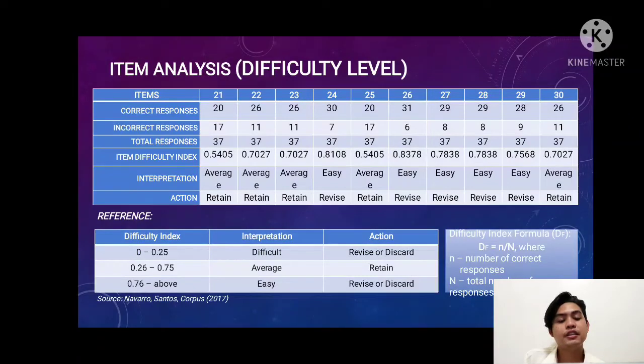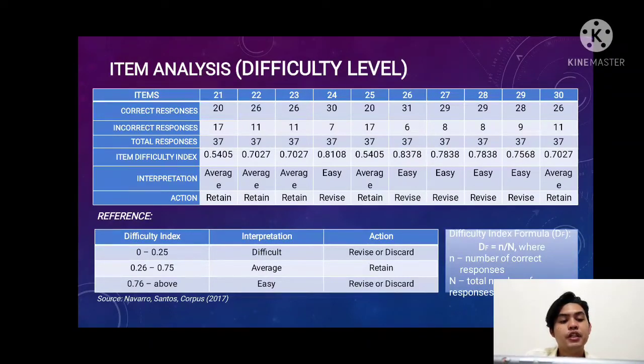Item number 26 got 31 correct responses, 6 incorrect responses, 0.8378 item difficulty index, and interpretation of easy, with an action should be revised. Item number 27 got 29 correct responses, 8 incorrect responses, with an item difficulty index of 0.7838, interpretation of easy, and action should be revised.